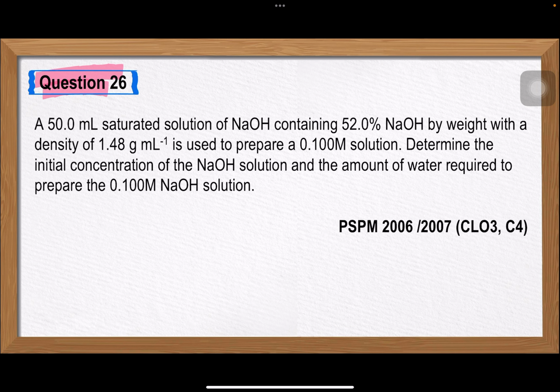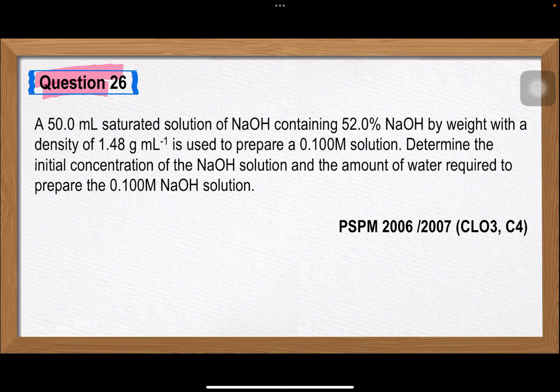Number 26, 50 milliliter of saturated solution contain 52% NaOH by weight, by mass, with a density 1.48 gram per milliliter used to prepare 0.5 molar solution. Determine the initial concentration of NaOH used and the amount of water required to prepare of 0.1 molar solution. Okay. Dalam soalan ni ada beberapa lapis. Ini kita kena pecahkan lah.